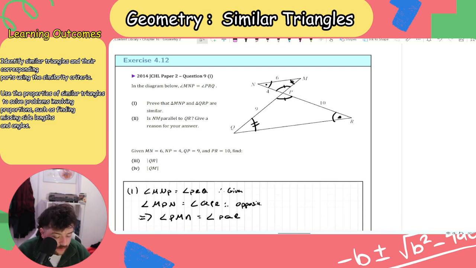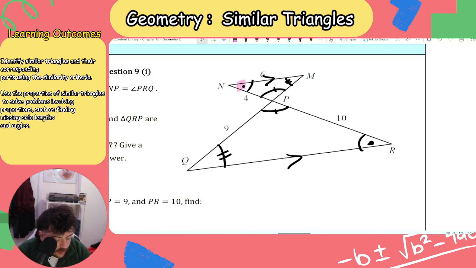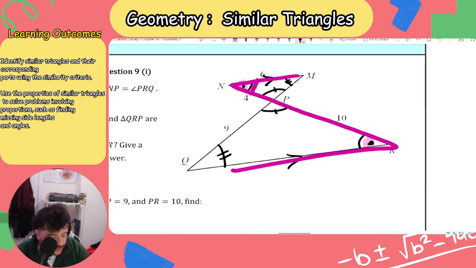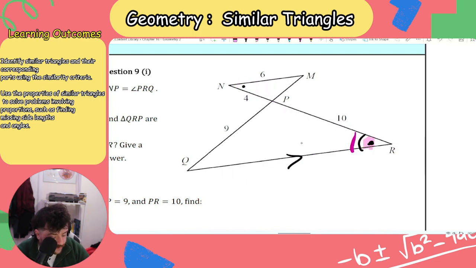So this is part 2. Is NM parallel to QR? Give a reason for your answer. So is this line parallel to this line? Well, yes, they are, because if we look here, this angle is alternate to that angle. These are both alternate angles, so therefore these lines have to be parallel to each other.